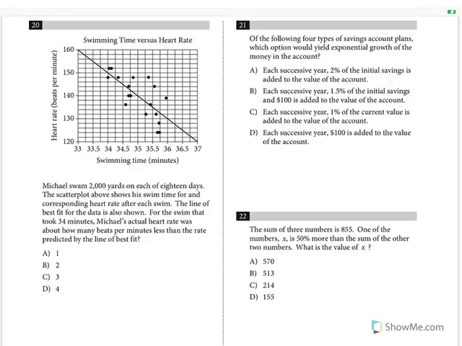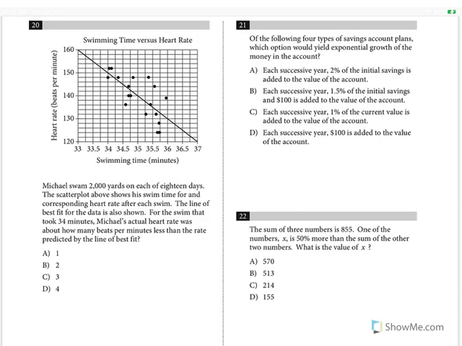All right, let's keep it moving. Michael swam 2,000 yards on each of 18 days. The scatter plot above shows his swim time and corresponding heart rate after each swim. The line of best fit for the data is also shown. For the swim that took 34 minutes, Michael's actual heart rate was about how many beats per minute less than the rate predicted by the line of best fit?